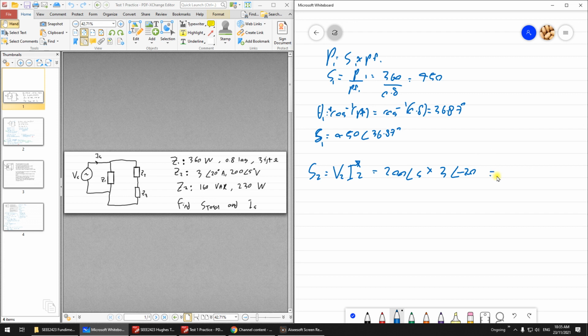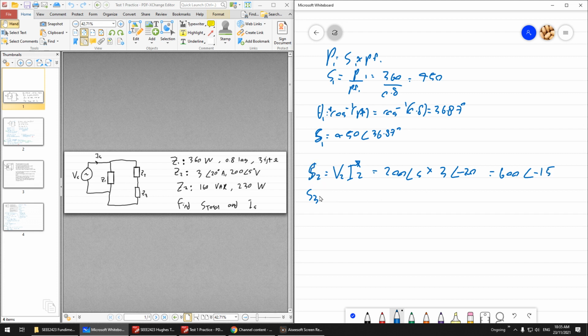Okay, so equals to 200 angle φ multiplied by 3 angle -20. So the answer is 600 angle -15. Okay, so you get S2. Now S3. Sorry, this is the complex power because you have angle here.